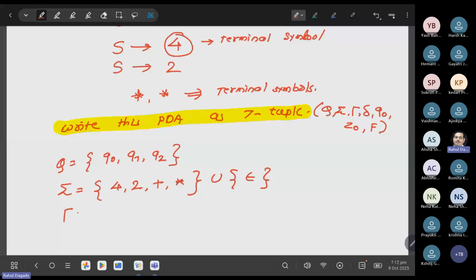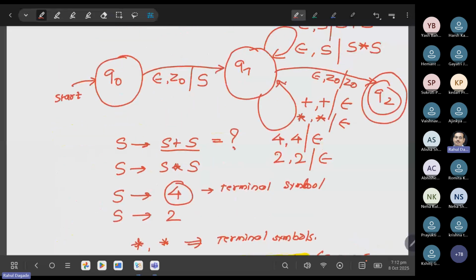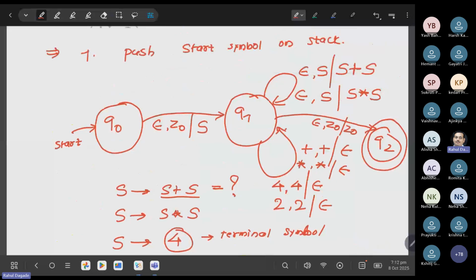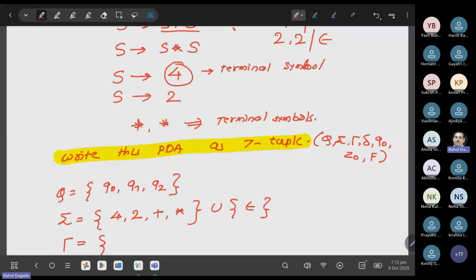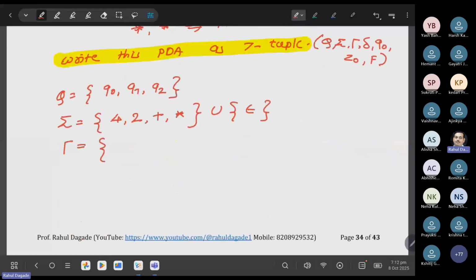Now tau is the set of stack symbols. So which are going into the stack? S is going on stack, plus is going on stack, star is also going on stack, 4 is going on stack, 2 is going on stack. Okay, so these are the stack symbols. 4 is also going in stack, 2 is also going in stack.